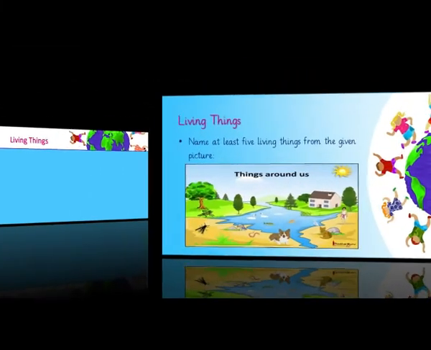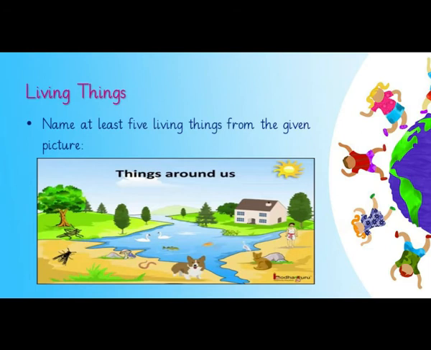As we have discussed living things and their main features, we can see so many living things around. In the beginning, I told you, wherever you go, there are living things. Whether you are inside or outside, you can see so many living things. Now let's do an activity. Observe this picture and name at least 5 living things.